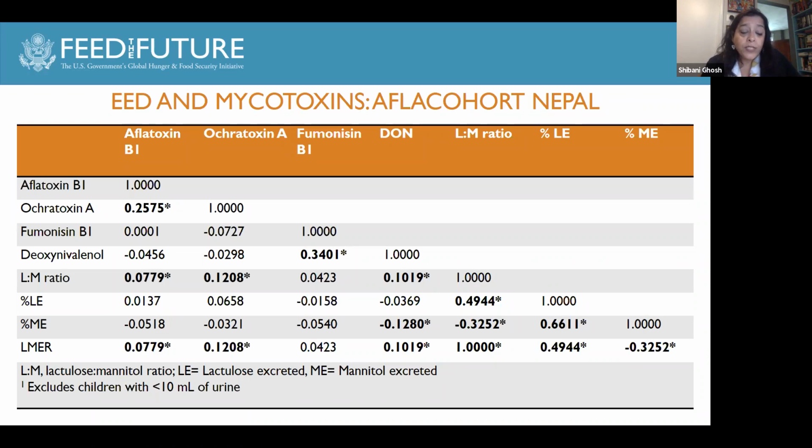The next thing that we looked at, we were also able to collect at the same time point, when the infants were 18 to 22 months of age, we were able to conduct an LM test, which is a lactulose mannitol test. And here we present the correlations between the EED markers computed using the LM test. This includes the percentage of lactulose excreted, the percentage of mannitol excreted, and the lactulose mannitol excretion ratio. And what we found was that 3 of the mycotoxins, aflatoxin, ochratoxin A, and DON, had very small but significant correlations. This is a Pearson correlation coefficient. Next slide, please.